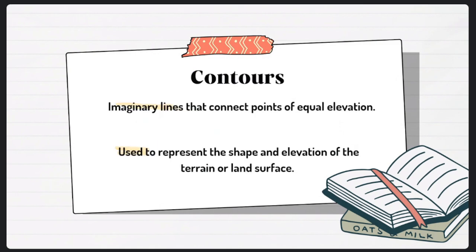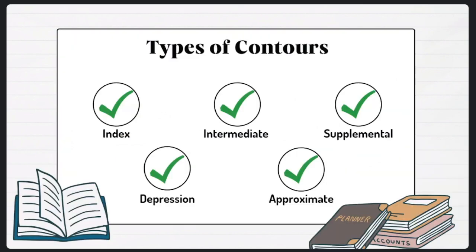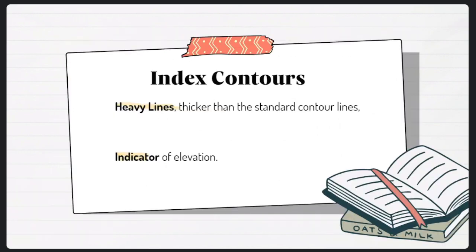So contours are imaginary lines that connect points of equal elevation. It is used to represent the shape and elevation of the terrain or land surface. There are different types of contours: index, intermediate, supplemental, depression, and approximate. Index contours are heavy lines thicker than the standard contour lines. Essentially, they are the indicators of elevation. They are normally shown every fifth contour. They carry the number or elevation designation. Here is an example of index contours.